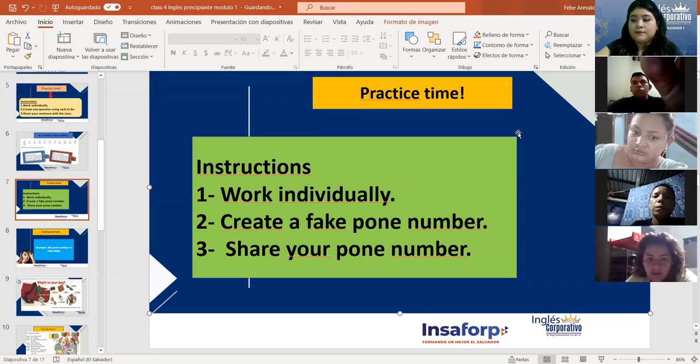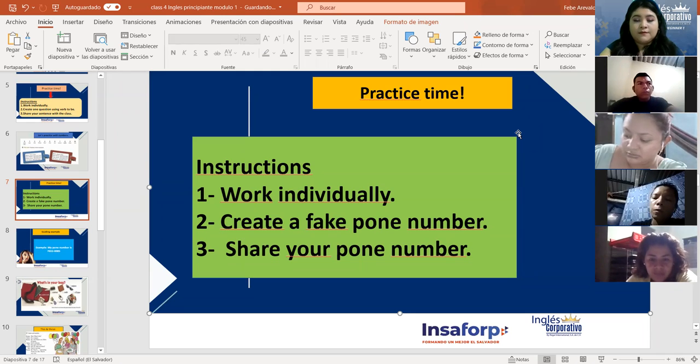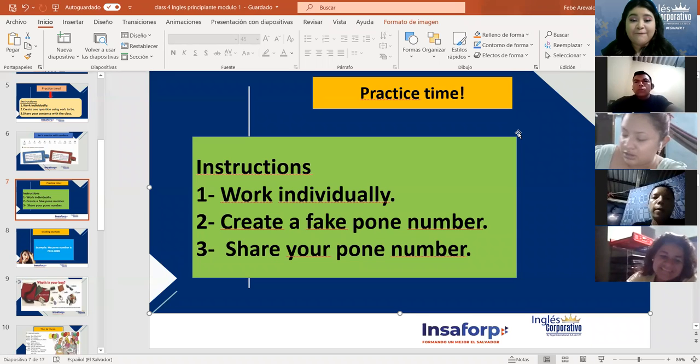Work individually. Number 2, create a fake phone number. Number 3, share your phone number. Excellent, very good. Now listen, everyone, this is funny. You're going to create a fake phone number, right? Número falso, all right? You're going to create any phone number that you want to use, don't worry. And then you're going to share your phone number.